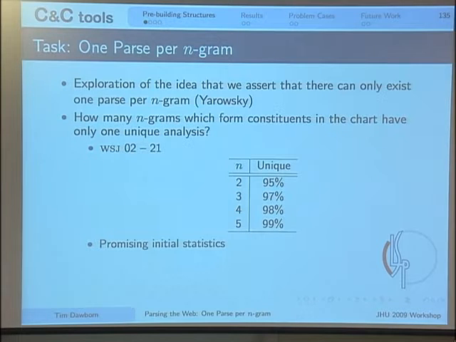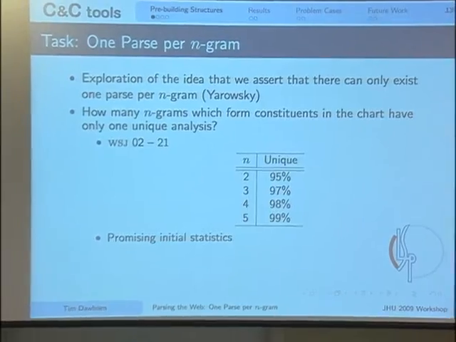Looking at Wall Street Journal sections 2 to 21, for different n sizes in the n-grams, we can see that the uniqueness factor for derivations is quite high, with up to 5-grams being 99%. Is that because most of the 5-grams only occurred once? Yes. Obviously, as you go down, the frequency decreases, but the statistic says when a 5-gram constitutes a constituent, then it has only one analysis. It doesn't mean that if you find this 5-gram somewhere in the wild, it will be a constituent and will have that analysis.